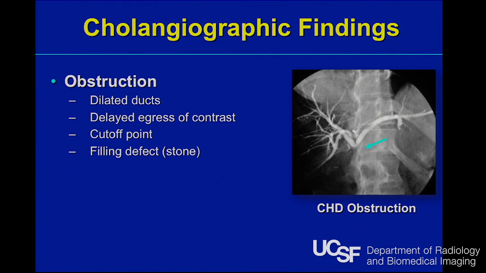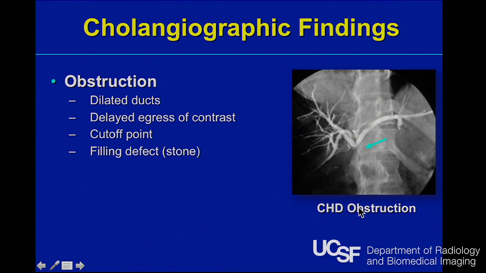What you're looking for findings-wise are two different categories of findings. One is a category of obstruction, where you might see dilated ducts, delayed egress of contrast from the ducts, a cutoff point at some point, and filling defects such as stone.